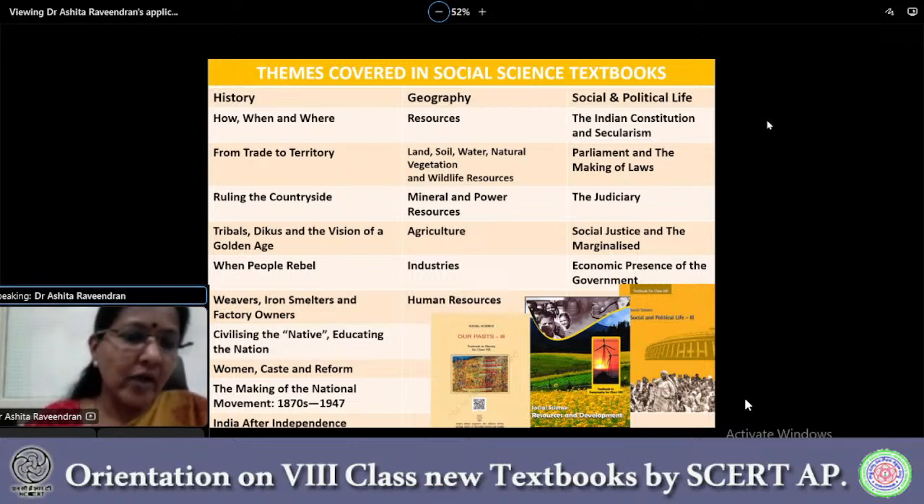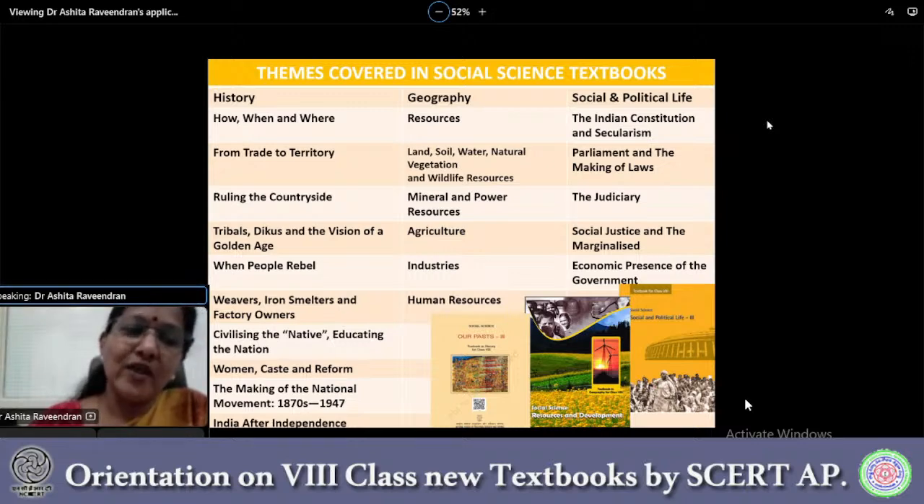There is the chapter When People Rebel. Here they have a statement on how revolts have originated, with reference to the 1857 revolt also. How the rebellion happened, what were the reasons, how it evolved, and the process of its happening has been explained in this chapter.